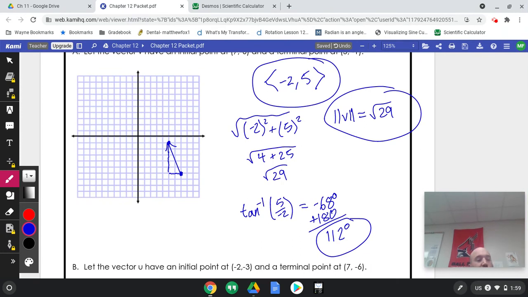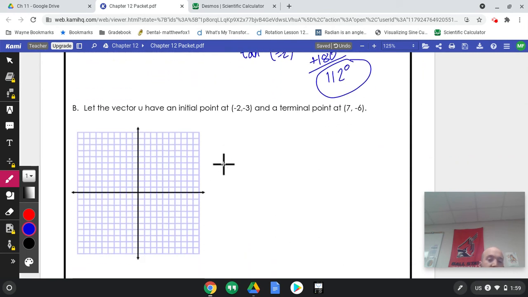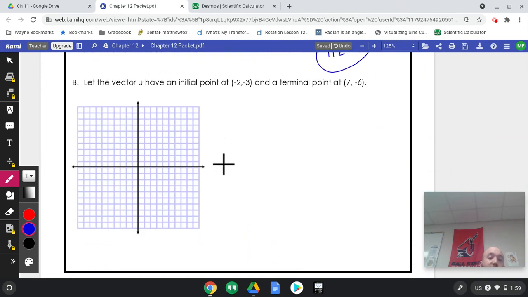So if I were you, take a minute, pause it, try the next one. I'm sure not all of you did, but I'm going to continue. So vector u, same situation except different points. So negative 2, negative 3 is where it begins. 7, negative 6 is where it ends. So negative 2, negative 3. Right here is where it will start. And right there is where it's ending.